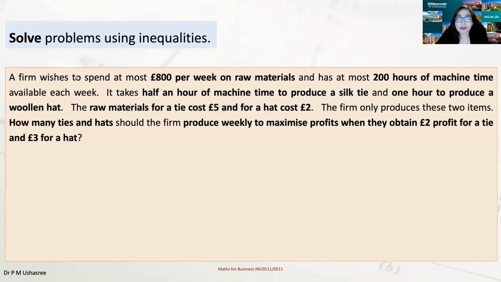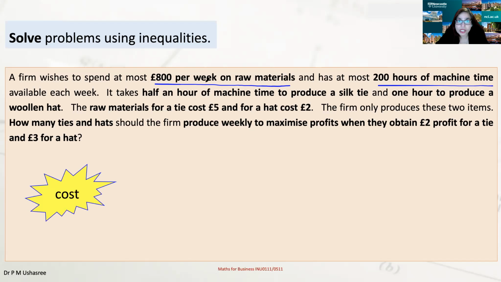So let's go back to the question. I've just bolded all the important numbers or terms which we have to use to make the inequality from the given information. The first question was to make the inequality, isn't it? Look at that, 800 pounds per week on raw materials, and we have 200 hours of time. What are we talking about here?